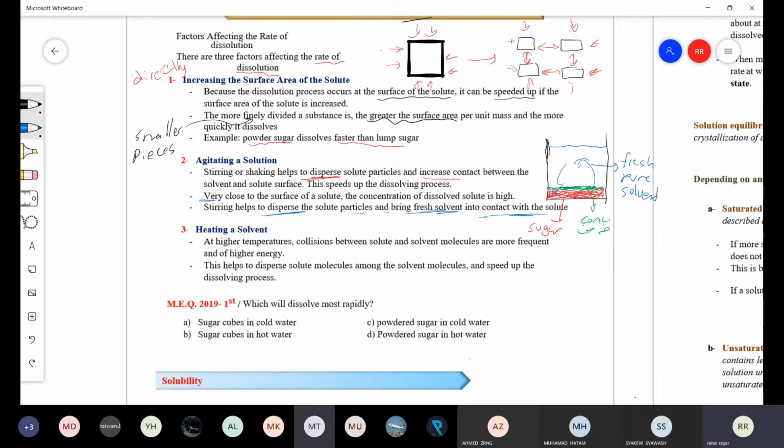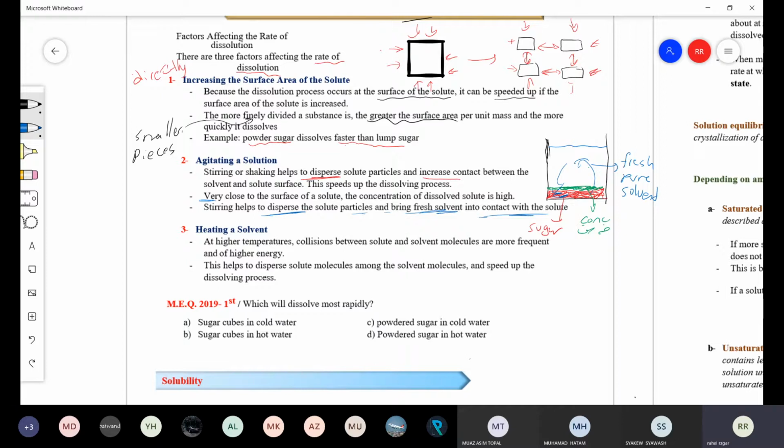Sir, yes. Can we say that when we stir the solution, we also increase the surface area? By some way, yes, you can. If there is only one surface of the sugar exposed, the red part, then at that time you are exposing more surface area to the solvent. Same thing is true, because both of them are actually the same.